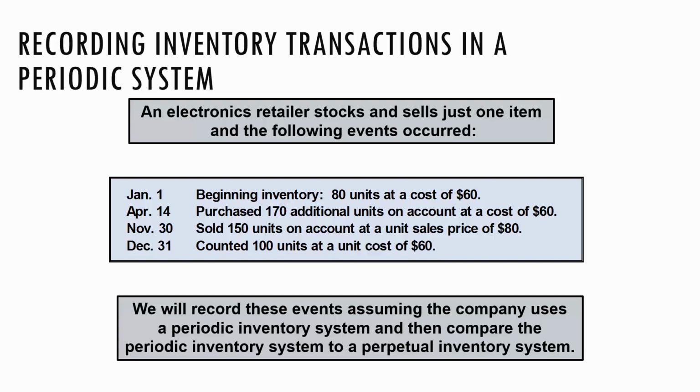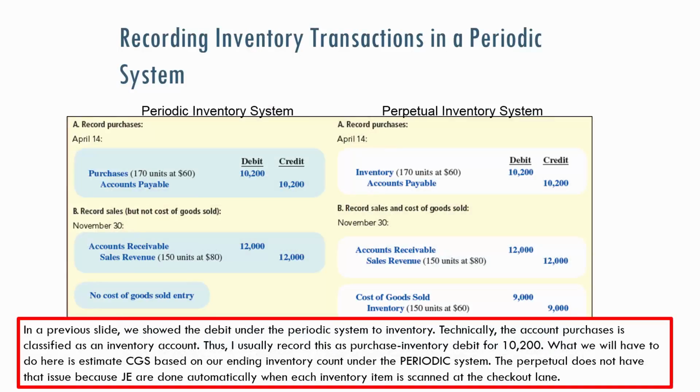Now, under a periodic system, I'm going to go through this just very, very briefly because most stores do not use the periodic system. But I want us to go through and just see how the differences play out. If you use a perpetual system, you record transactions, a purchase of inventory goes into accounts payable, you have sales, and when you have sales, you're also recording cost of goods sold at the same time.